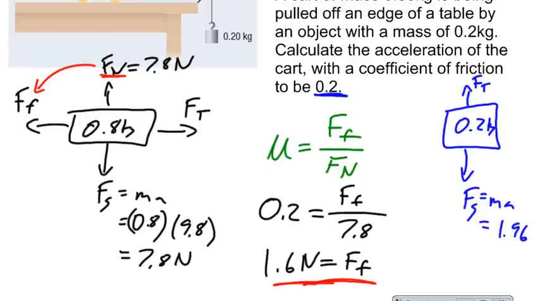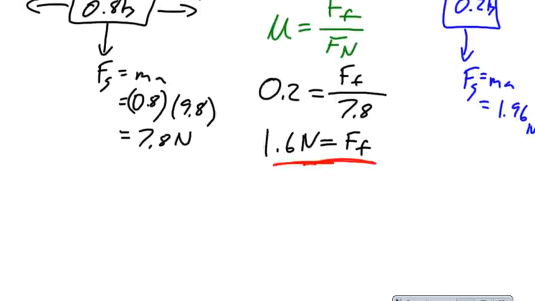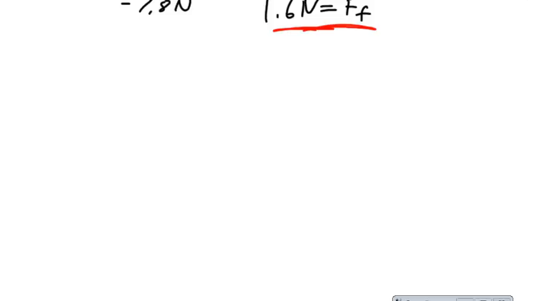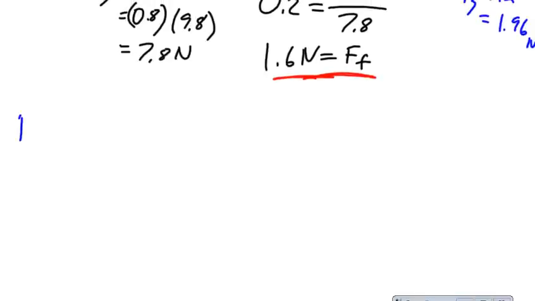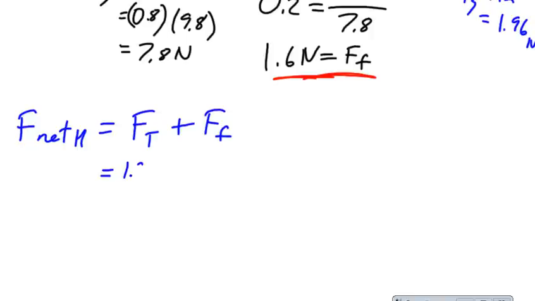Now we need to do our net force equation. And this is where the question is also a little bit different from the previous one. Our F net in the horizontal is based upon two things: your force of tension and your force of friction. So we've got the force of tension being equal to 1.96, because that's the tension being produced from the pulling of the weight. So that is newtons to the right.